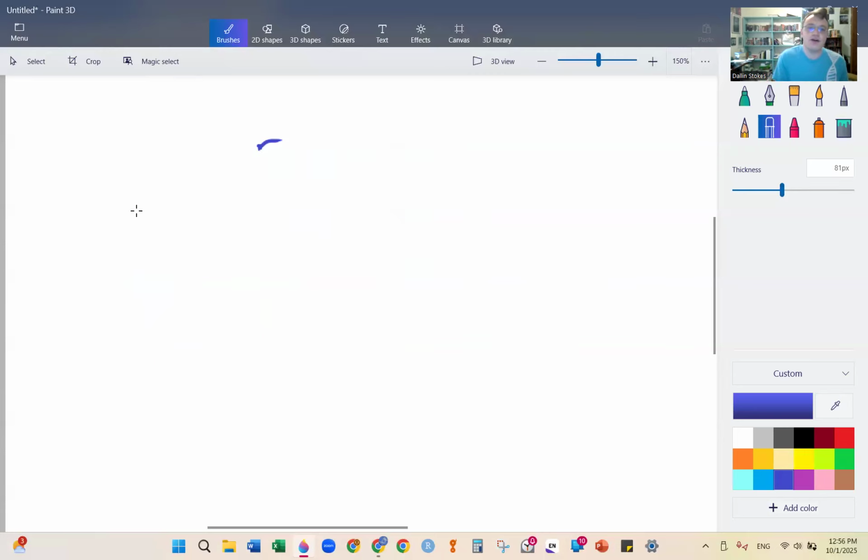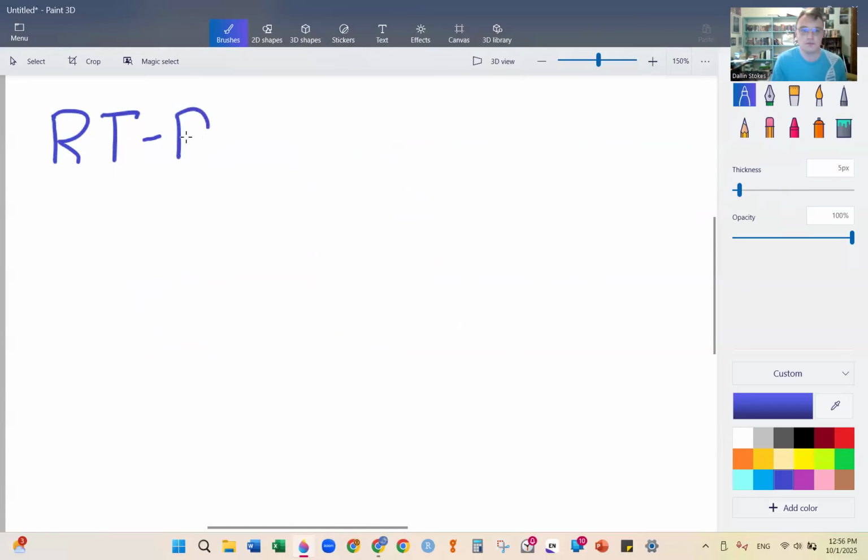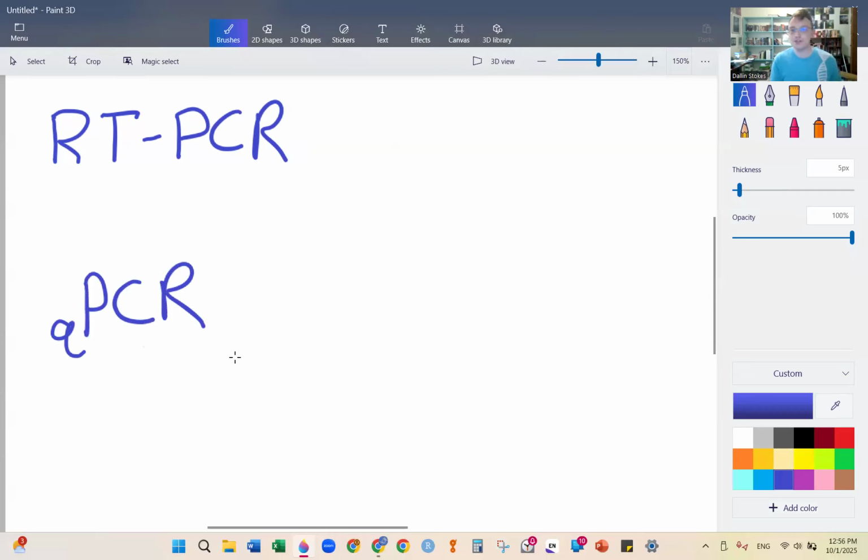So in this class, there are two specific variations of PCR that we talk about. And we specify these variations with extra letters that we add on to the abbreviation PCR. So there's RT-PCR, and qPCR. We're going to talk about each of these ones separately here. So let's start with RT-PCR.